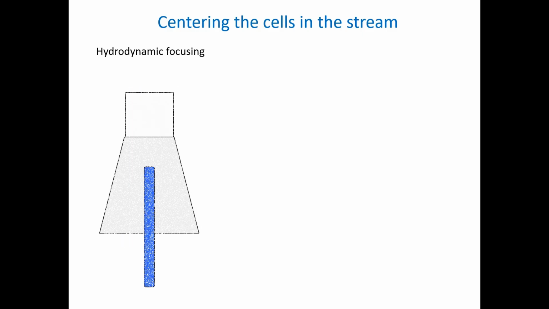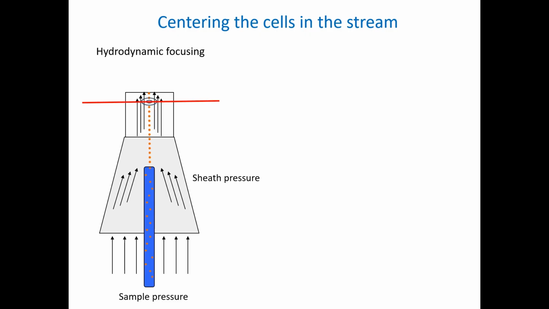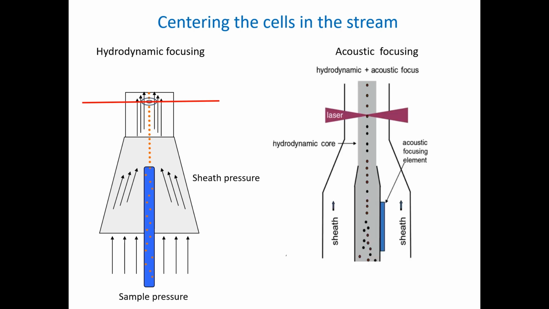The sample pressure is slightly higher than the sheath pressure. The sample stream is injected into the sheath stream, and the sheath fluid exerts pressure on the incoming sample stream so that the cells are forced into a central core and pass one by one through the center of the laser beam. Certain instruments, like the Attune, use acoustic focusing in addition to the hydrodynamic focusing, which allows the cells to be well centered at a high throughput.